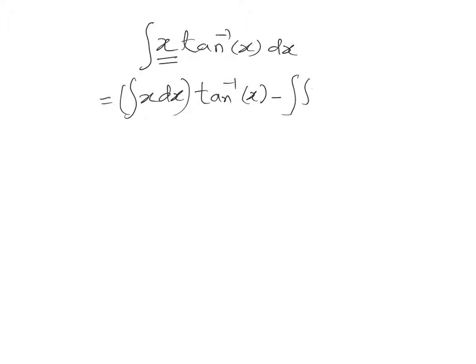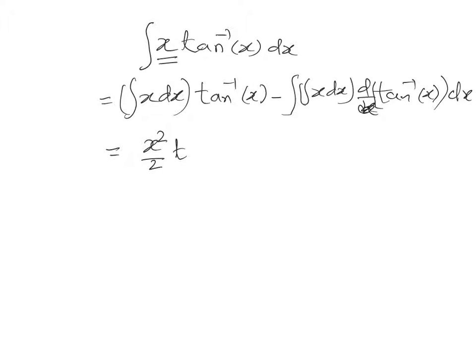and differentiate tangent inverse. So this is x squared over 2 tangent inverse x minus the integral of x squared over 2 times 1 over 1 plus x squared dx.